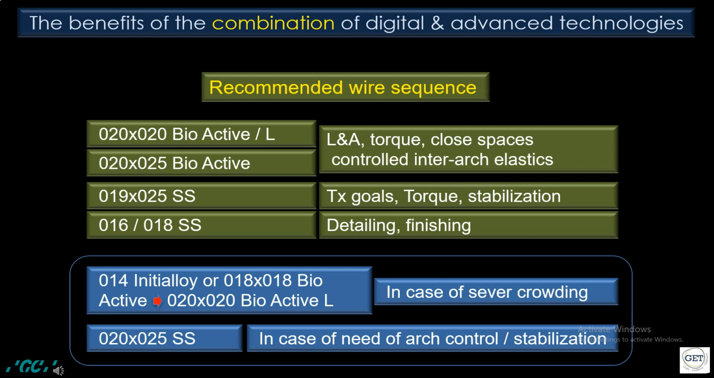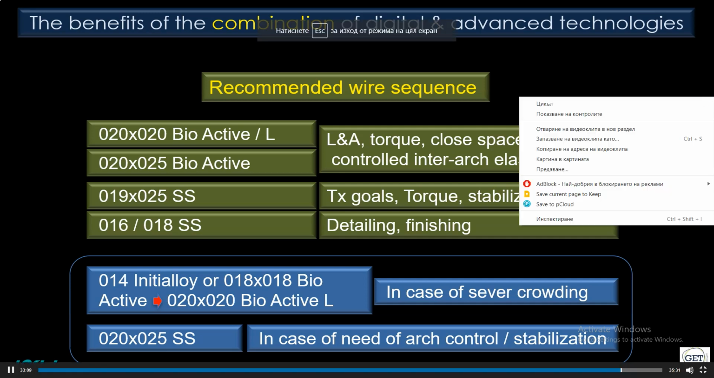016 or 018 stainless steel wires are used for the detailing and for the finishing. The blue zone reflects two clinical situations. In case of a severe crowding, one can start with the 014 initially or 018 by 018 bioactive, followed by the 020 bioactive light, and then just follow the protocol in the green zone. A 020 by 025 stainless steel can be used in cases of need of arch control and stabilization.